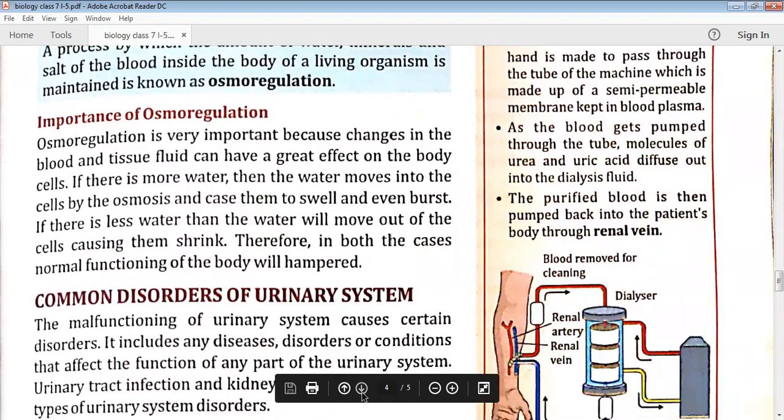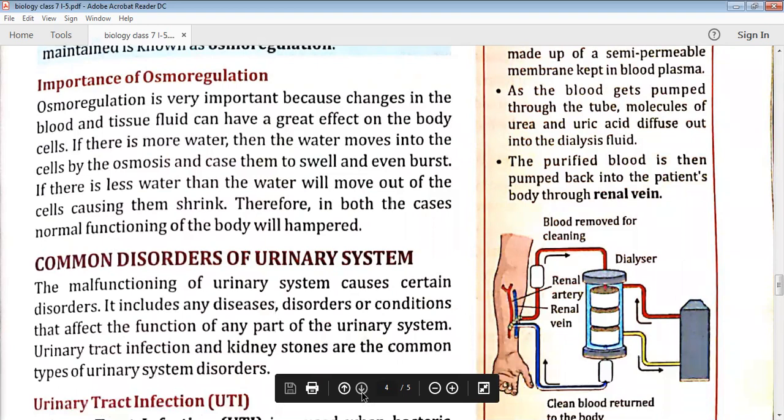So as you can see in the figure, renal artery, renal vein. In the renal artery one pipe is fixed, and in the renal vein another pipe is fixed. So blood from the renal artery will go into the dialyser, which is a machine. It will get filtered there, and the pure blood will go to the renal vein. There are two colors, as you can see, blue and red. Red shows impure blood, blue shows pure blood.